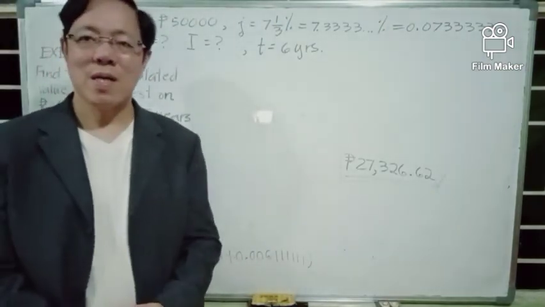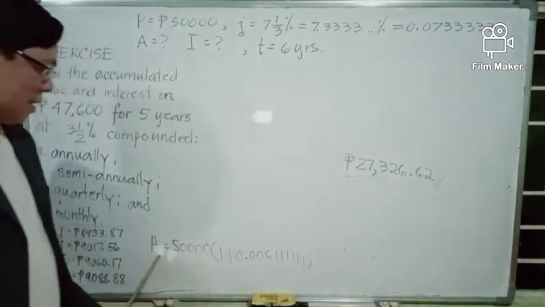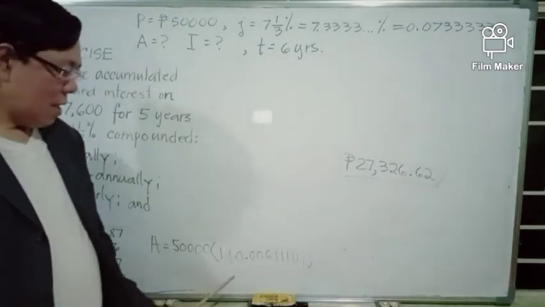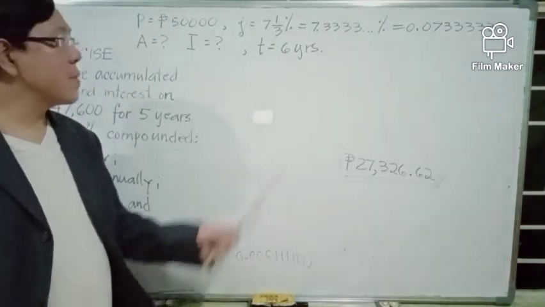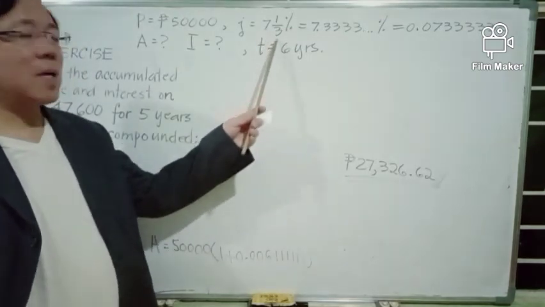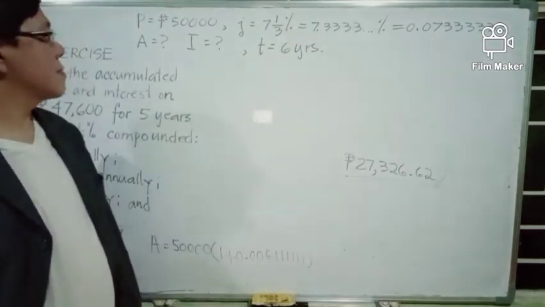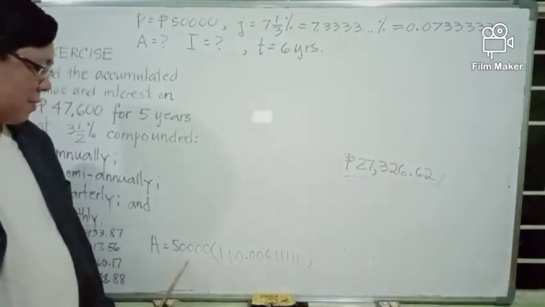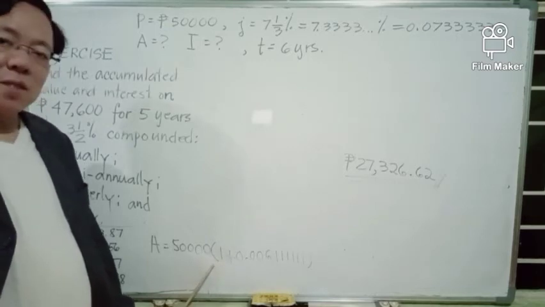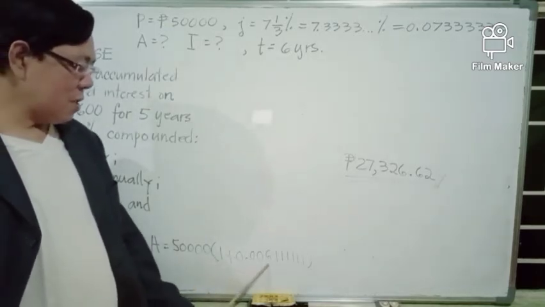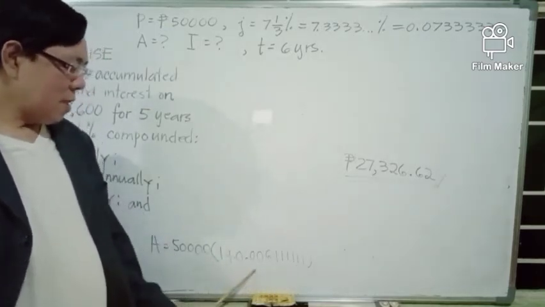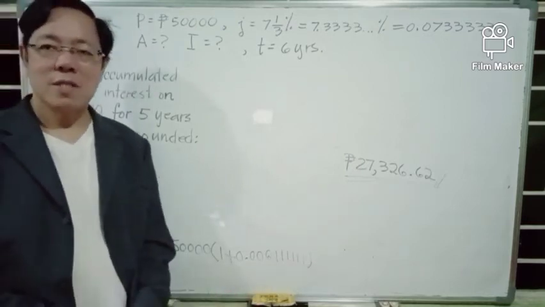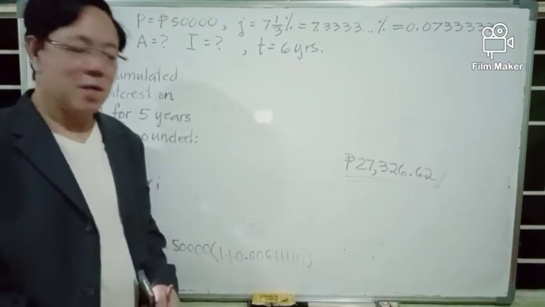We now compute the accumulated value A of 50,000 pesos at the interest rate of 7 and 1/3%, but now compounded monthly. And we compute 50,000 times the quantity 1 plus 0.006111. This is the interest rate per month, to the power n, which is 72, as we had computed earlier.